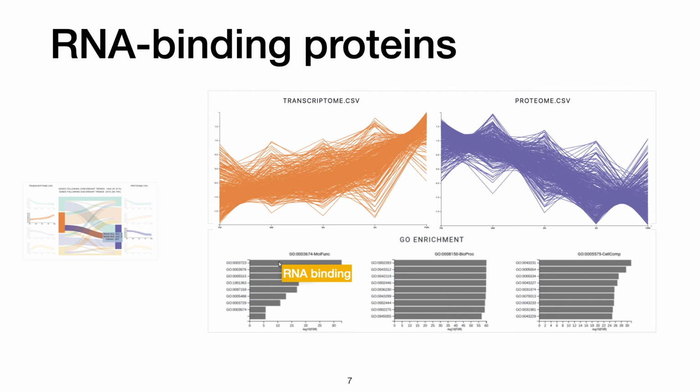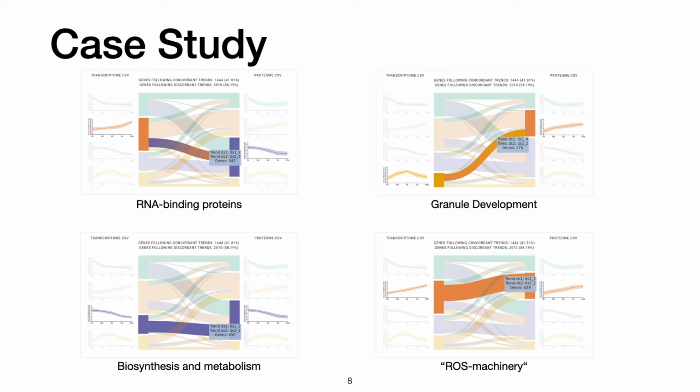Moreover, we can conduct GO-term enrichment for the 3 GO-term categories. The results are visualized in ranked bar charts, where the length of a bar corresponds to the negative logarithm of the p-value. We find that RNA-binding is the most significant term in molecular function, and therefore we can confirm the author's annotation. In a similar way, we can also confirm granule development. However, for the other 2 modules, it is not that easy.